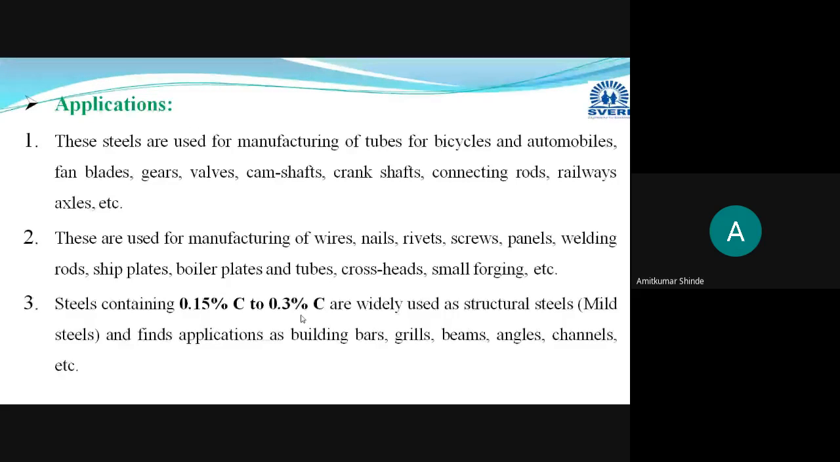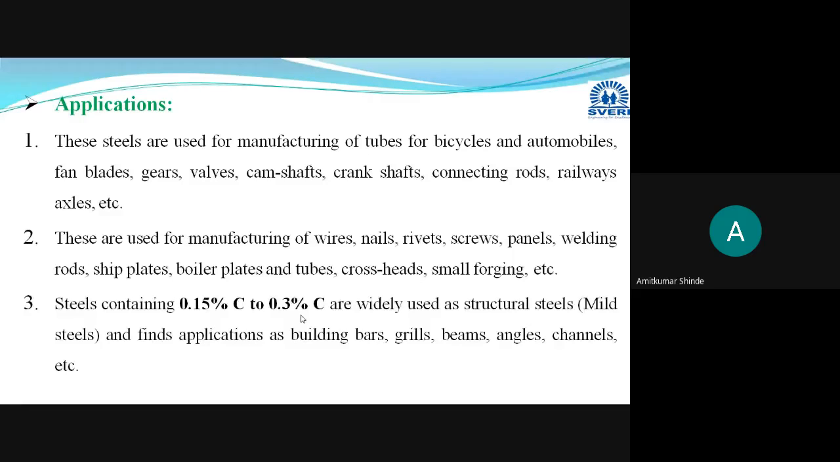Then other components which are manufactured are different wires, then rivets, screws, different welding rods, and then the boiler plates, boiler tubes. All these are made up of the low carbon steels only. So if you are able to mention some 5 to 6 components, that will be sufficient. This is the explanation for the low carbon steel.